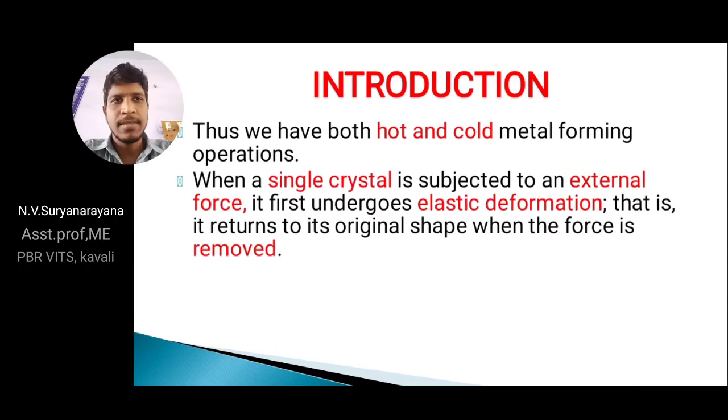Next, we have two types of metal forming operations: one is hot working and the second one is cold working. What is hot working? And what is cold working? Hot working is the process in which the work is carried out above the recrystallization temperature. First of all, we should know what the recrystallization process is.